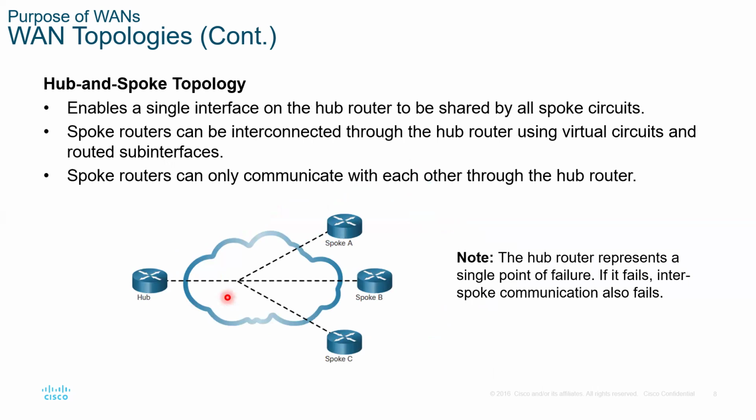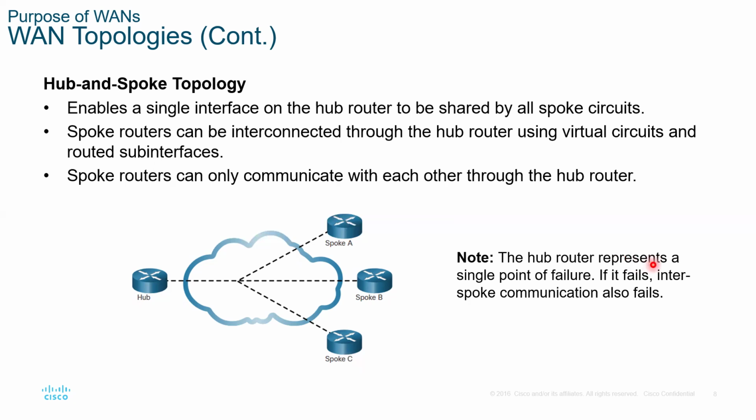Now, this one enables single interfaces on the hub to be shared by all spokes in the circuits. So if you look, we have a router which is called the hub, right? And then we have A, B, C, these are the spokes. So instead of having a direct connection like the point-to-point, with this one, this is typically your service provider, this hub, right? We have the service provider which connects to different sites. So this can be site A, site B, site C. So instead of having point-to-point links, this is sort of a point-to-multipoint, but it also has its disadvantages as well.